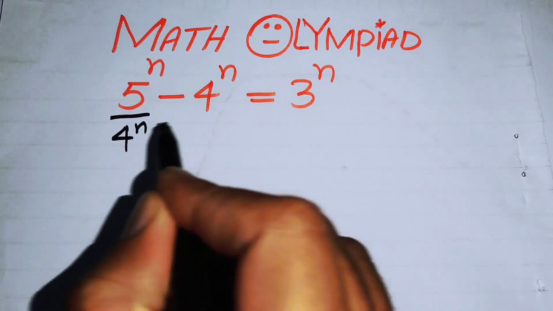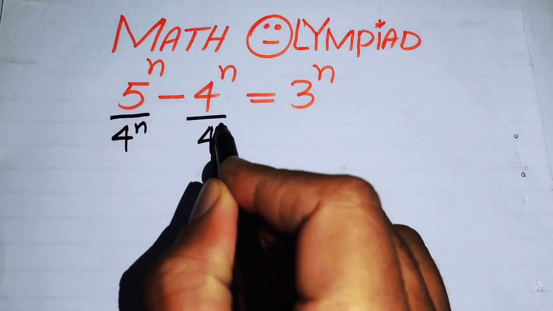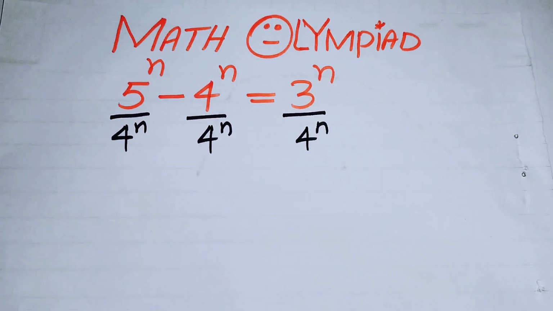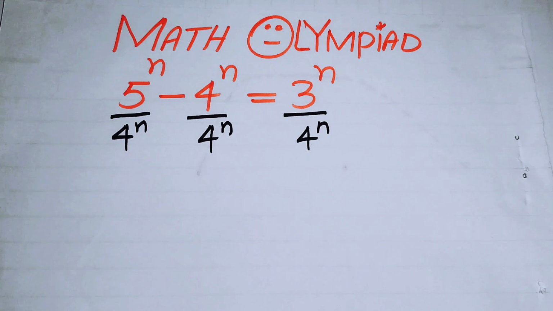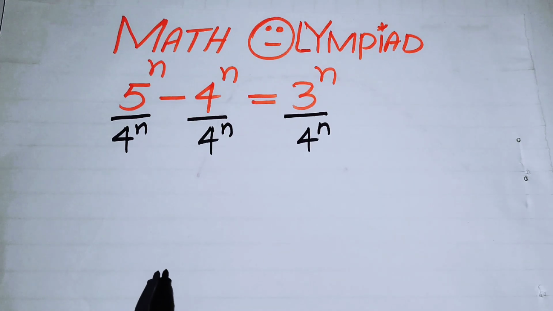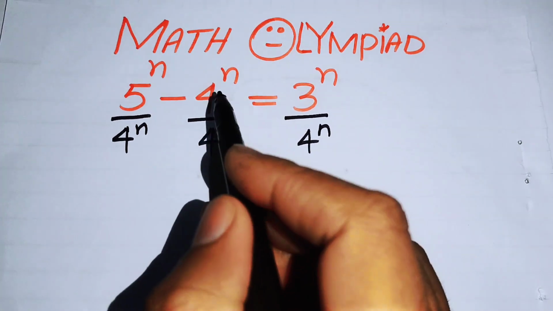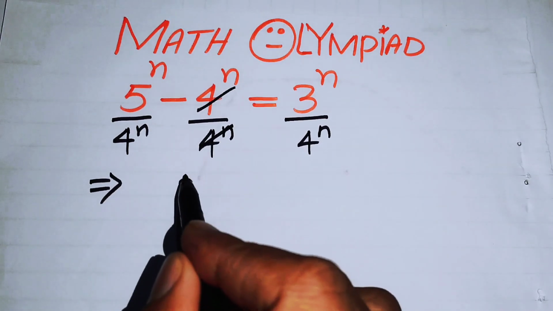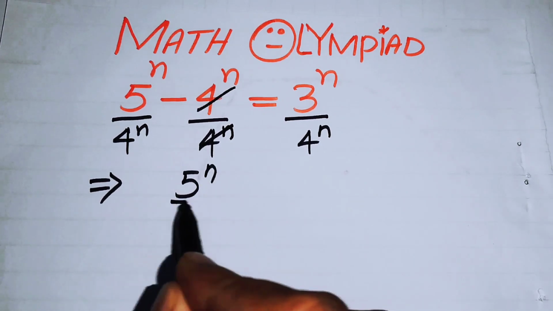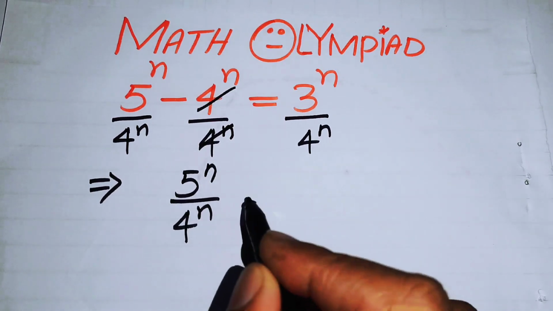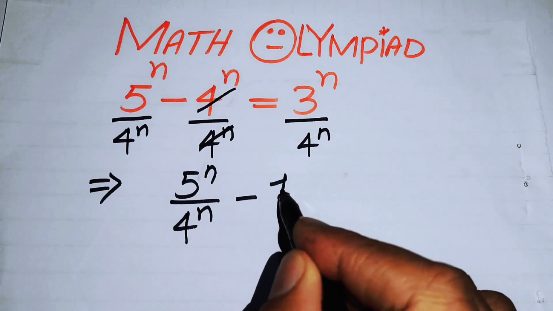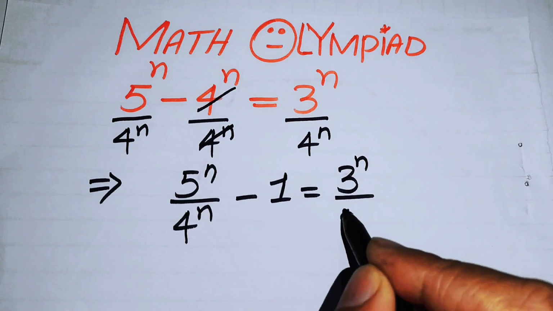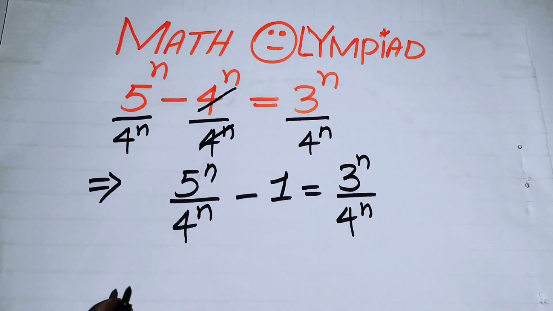This is 4 to the power of n. It is also divided by 4 to the power of n, and in the right hand side we also divide it by 4 to the power of n. Now you focus first on the left hand side, and we see that this term and this are gone, and here we obtain 5 to the power of n over 4 to the power of n, minus 1, equals 3 to the power of n over 4 to the power of n.